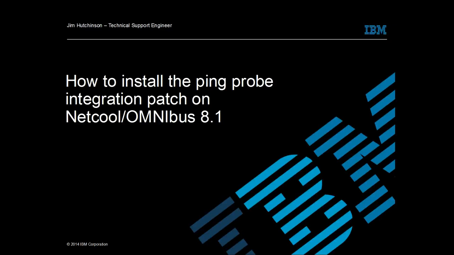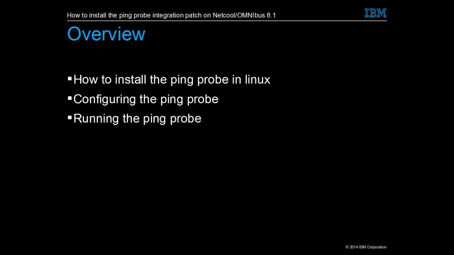Hello, this is a short presentation on how to install an integration patch in Netcool Omnibus version 8.1. We will walk through installing the package on Linux, then configure and run the installed product. In this example, the ping probe will be installed and configured. It is best practice to check the product works following an installation, so as to ensure the installation was successful.